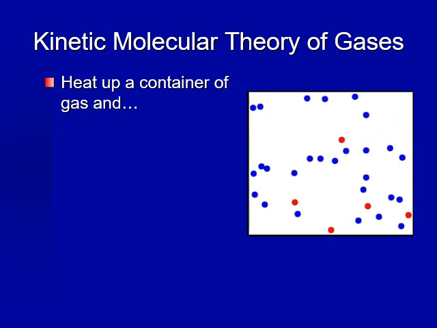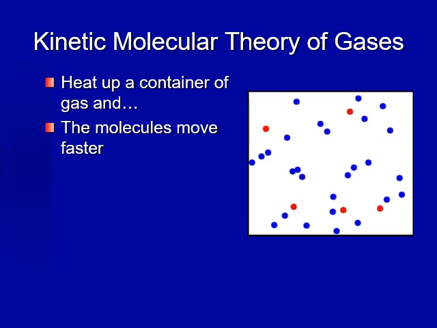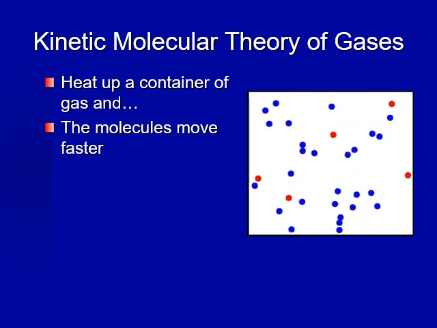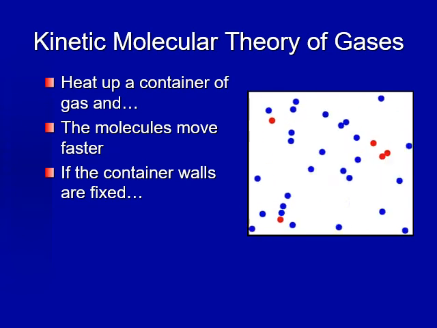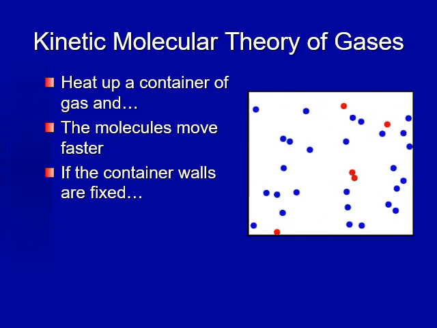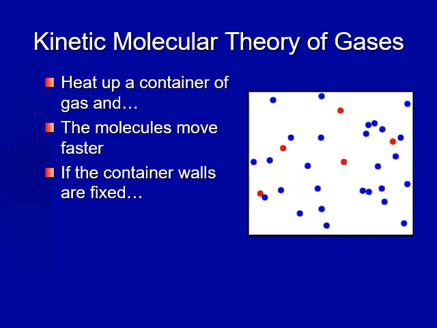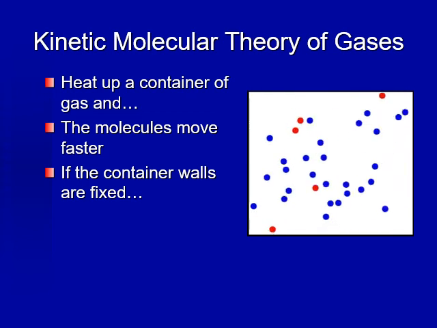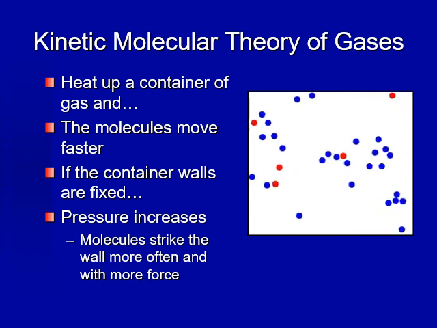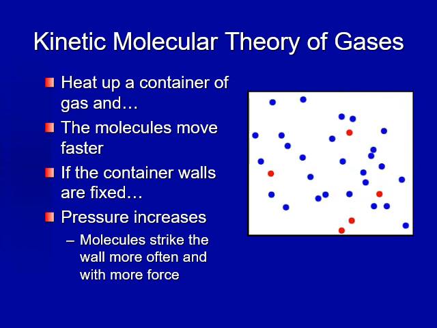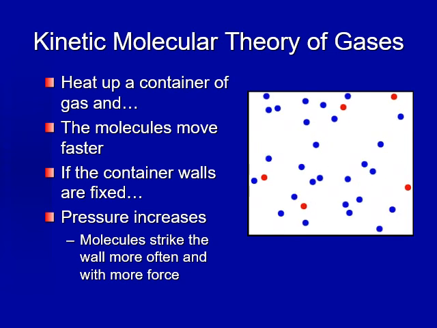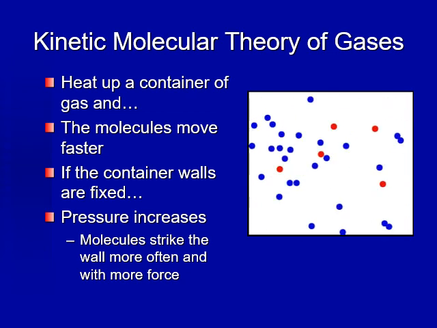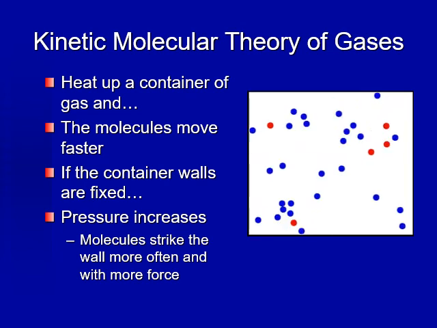If you heat up a container of gas, the molecules move faster. If the molecules move faster, they strike the walls of the container more often. If the container walls are fixed and don't move, the molecules strike the wall more often and with more force. That's how we see an increased pressure if we heat up a container.